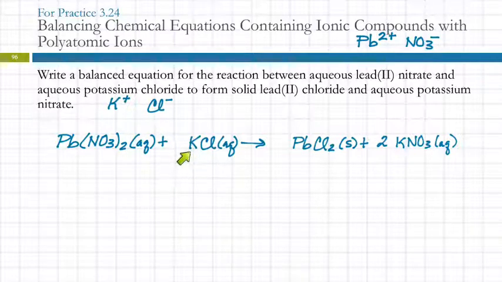Now I'm going to look for K. Potassium, I've got 1 over here, and I've got 2 over here. So if I put a 2 in front of KCl, now I've got 2 potassiums. So I've got 2 Ks here and 2 Ks there, and that didn't mess with lead or nitrate. And then the chlorine, I've got 2 chlorines here, and how many chlorines over there? 2. Balancing ionic equations usually comes out nice at the end.